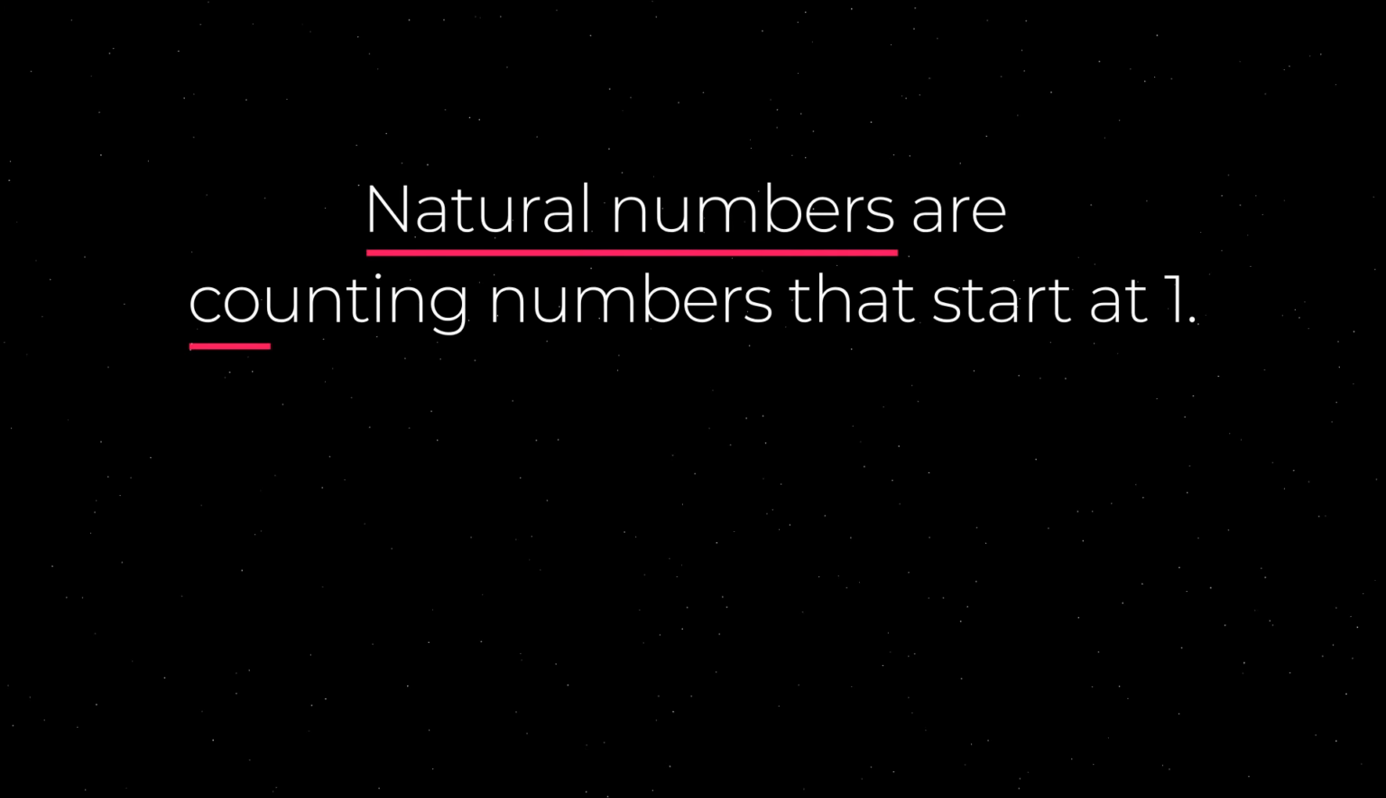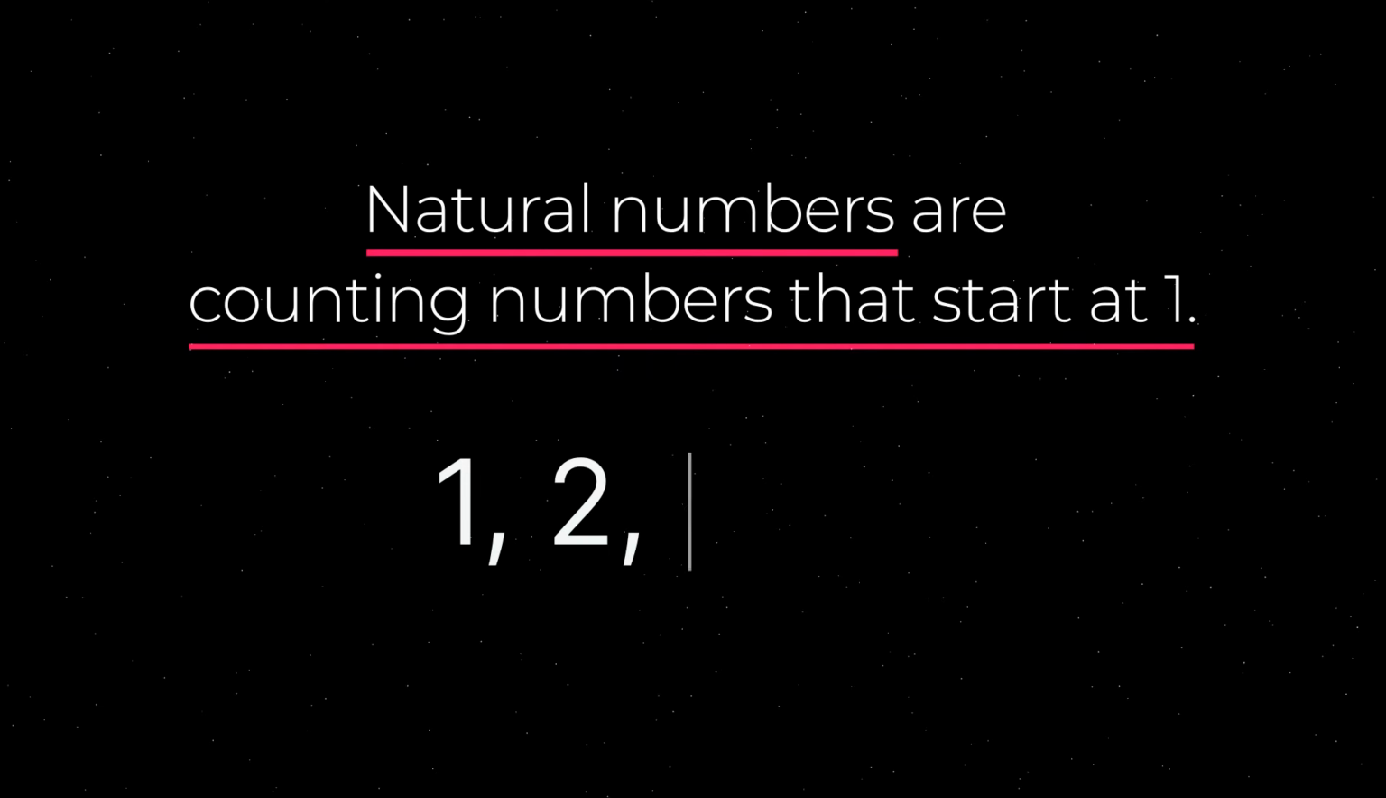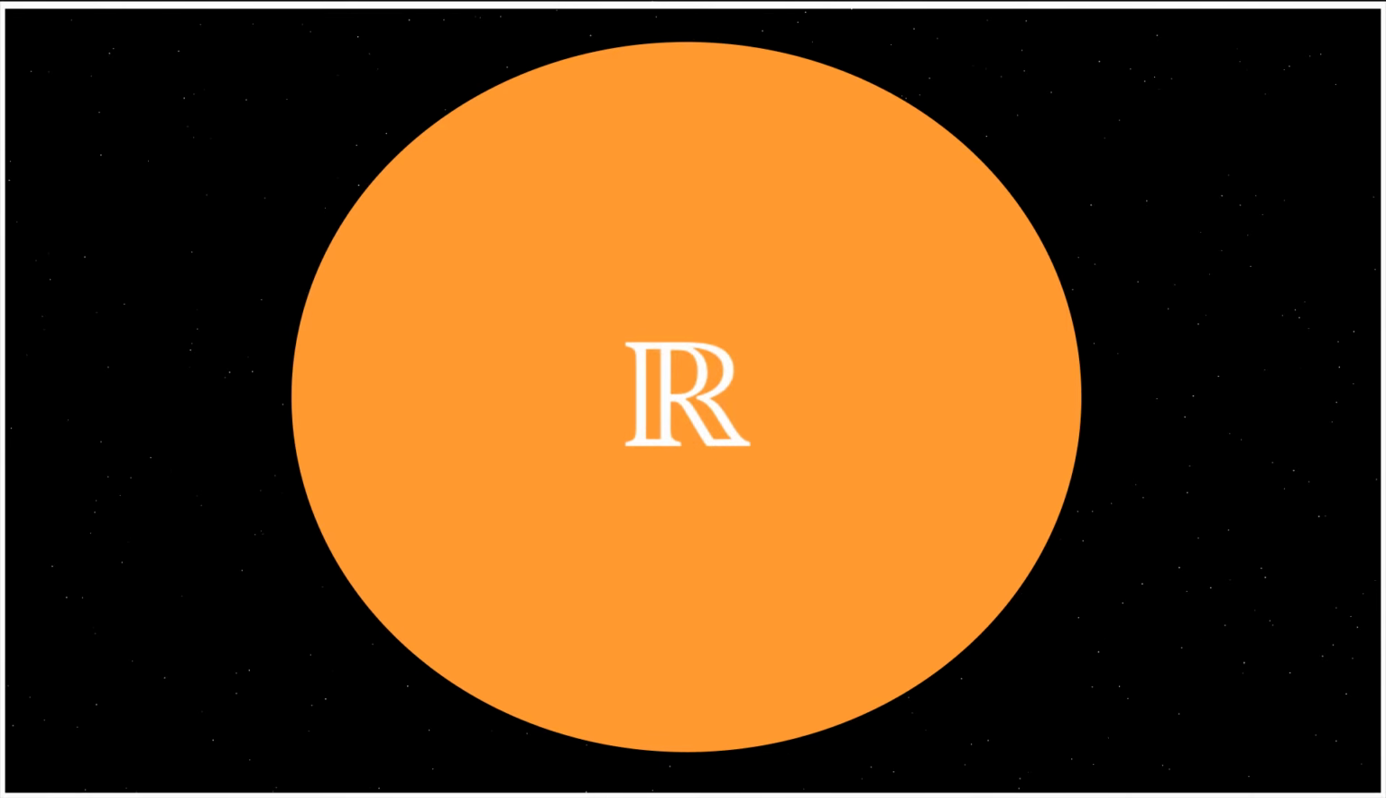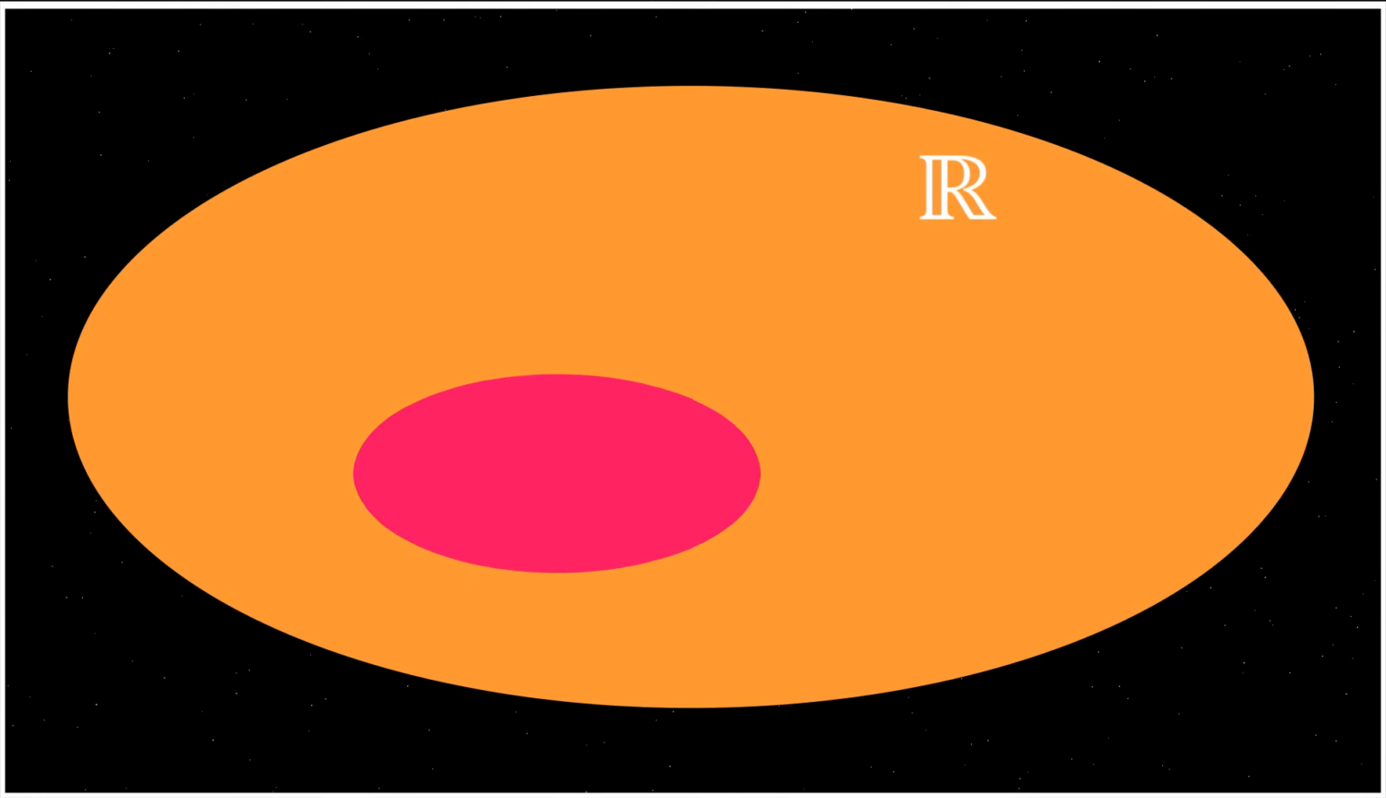Natural numbers are counting numbers that start at 1. For example, 1, 2, 3, and so on. We can represent the set of natural numbers with the mathematical symbol shown here, a double-struck N. Let's now represent the set of natural numbers on the Venn diagram we created earlier. Given that the set of natural numbers is a subset of the set of real numbers, we can illustrate the set of natural numbers by drawing a set within the set of real numbers, like this, and we can label the set using the double-struck N symbol.